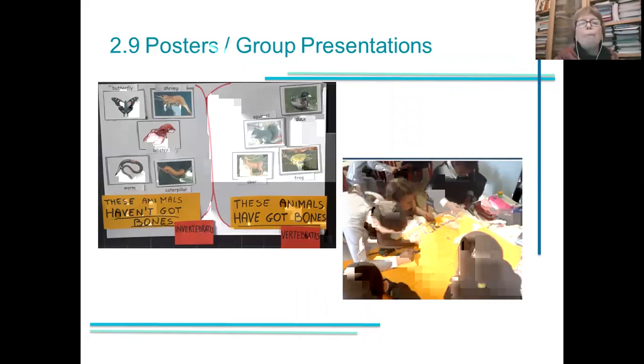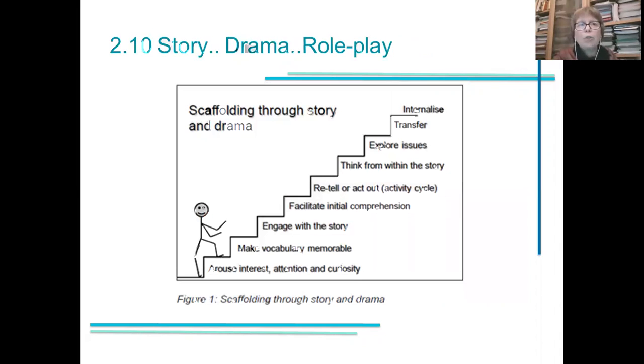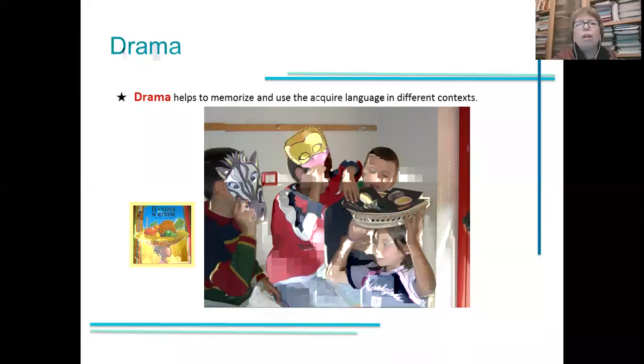Again, to support this content manipulation and speaking, we can ask students to prepare a poster in groups and then present it to the others. Here I'm going quickly because they are strategies that you usually use at school. You can use drama, because drama helps to memorize the specific language of the subject.